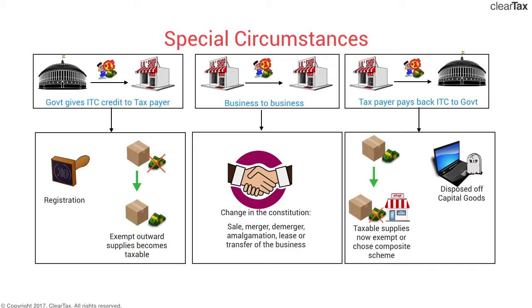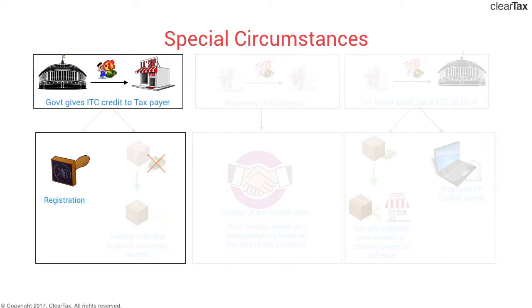Third situation, where the taxpayer would have to forfeit credit earlier claimed to the government. It is opposite of the first situation, where an earlier taxable supply has now become exempt, or the taxpayer has chosen for the composition scheme, or he's disposed of capital goods. We'll check up each of the situations one by one. The longest of all of these is the one related to registration, where the government will have to give input tax credit to the taxpayer.